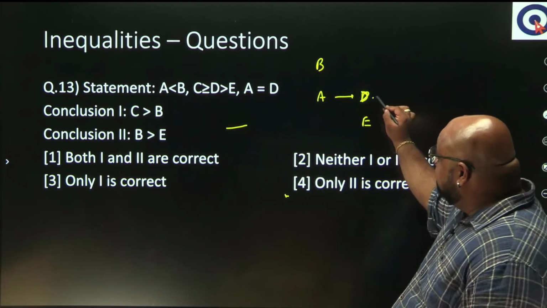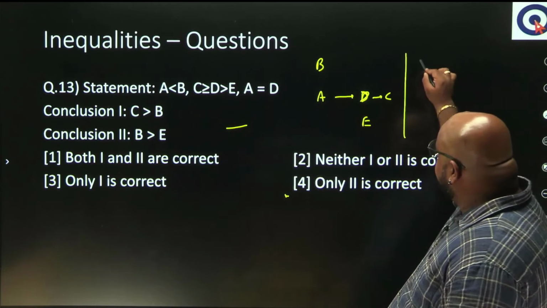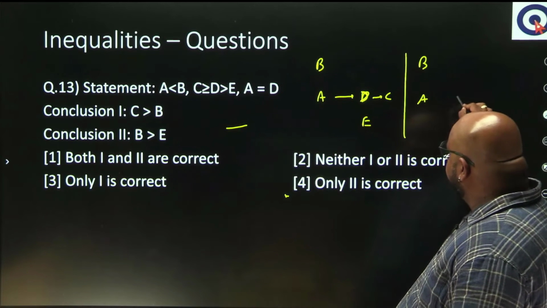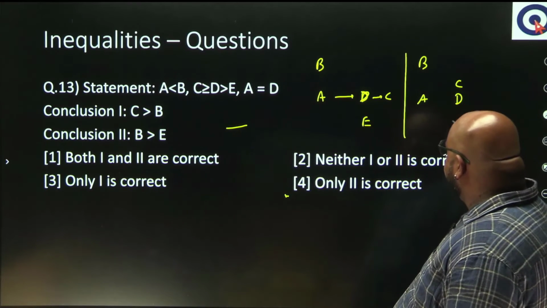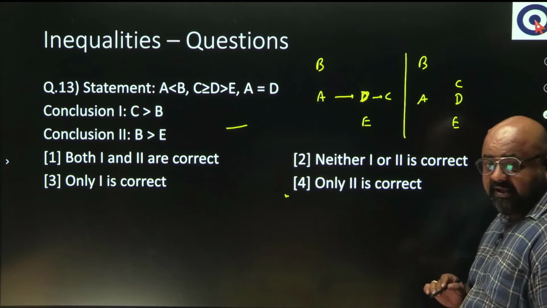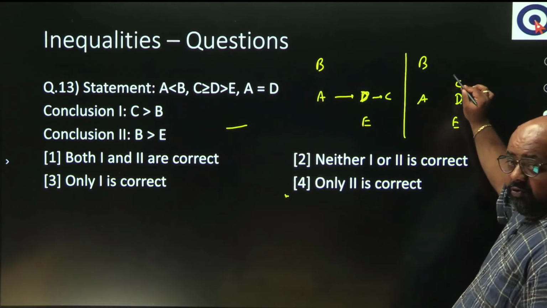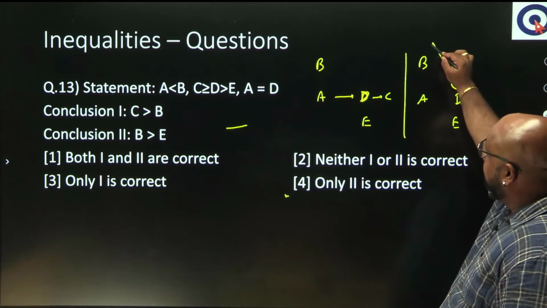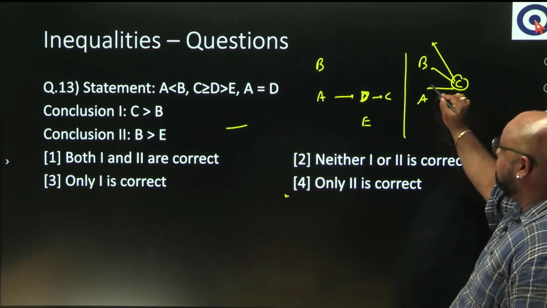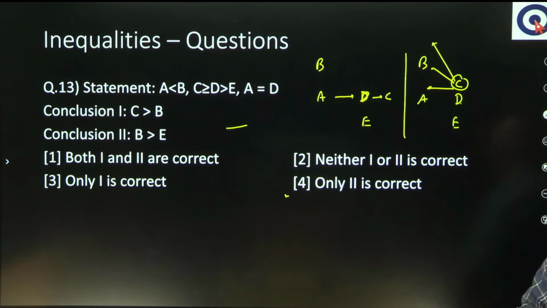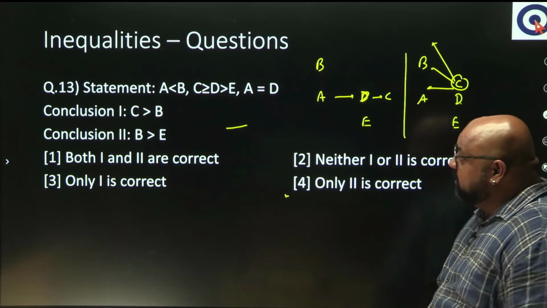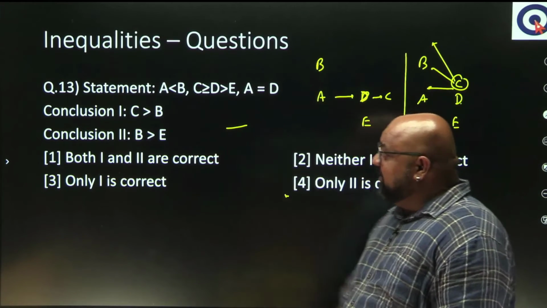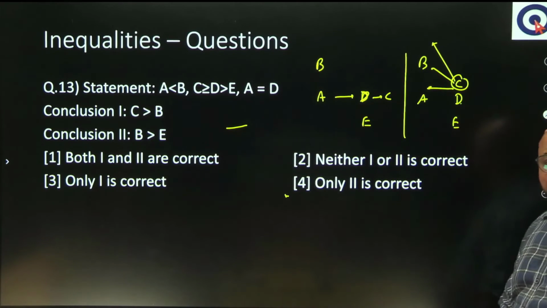C could be equal to D, or C could be above D. Now, the moment you go above D, C could either be more than B, equal to B, or less than B. All three possibilities are there. So I look at the conclusion. C is greater than B. May happen, may not happen.